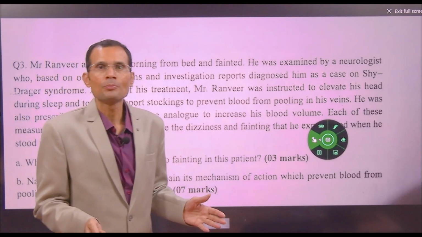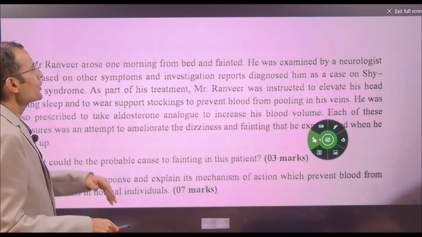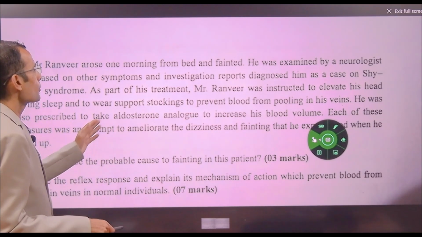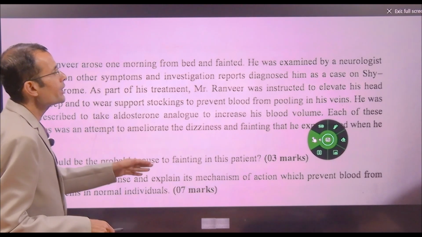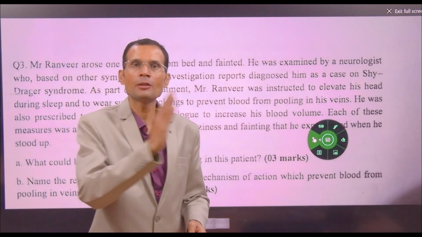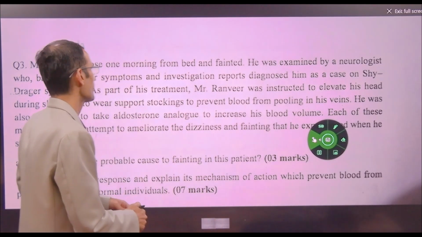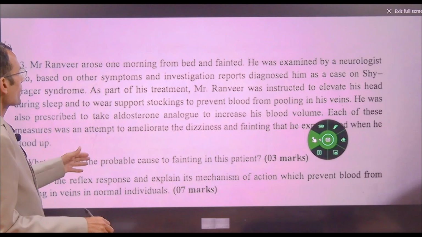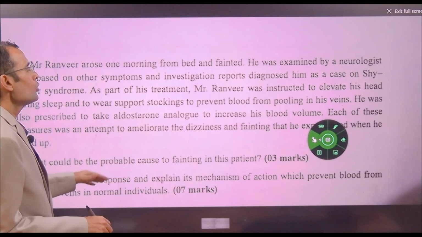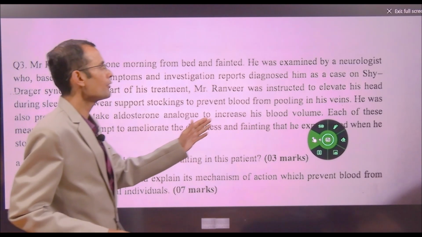Now, Shy-Drager syndrome, they have mentioned a disease that will scare you. Don't get scared. Read the entire thing. As part of his treatment, he was instructed to elevate his head during sleep and wear support stockings to prevent blood from pooling in his veins. Yes, lying down posture to standing posture. There is pooling of blood in the lower limb veins. And he was also prescribed to take aldosterone analog to increase his blood volume. So, each of these measures were attempt to ameliorate dizziness and fainting.